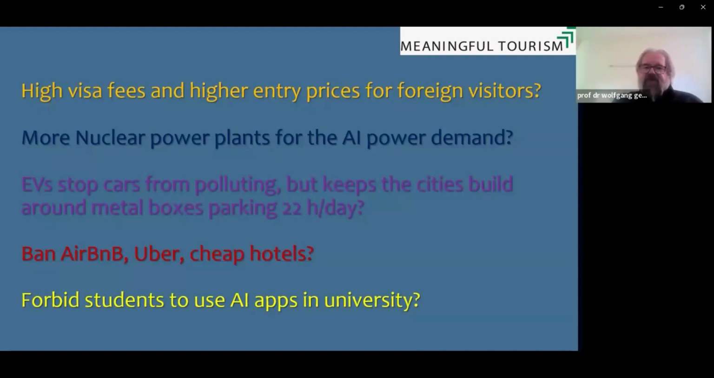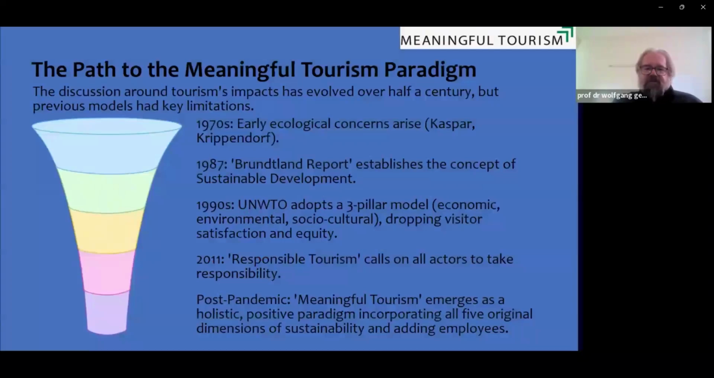But as a university professor, it's very funny for me to see that now many universities try to forbid students from using AI apps, which of course are very helpful if you're a student. But I remember that there was a time when in schools and universities, people tried to stop students from using pocket calculators. So this is an absolute battle you can only lose. So what we need is a holistic approach, and the meaningful tourism paradigm is such a holistic approach.